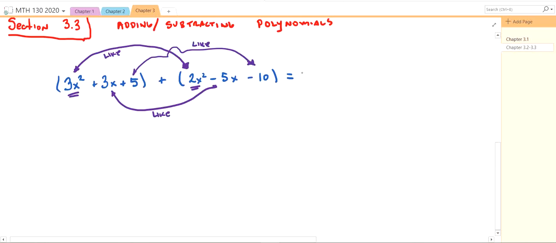So this is the same as, I'll use some parentheses here just to make it look nicer, it's not necessary: (3x squared plus 2x squared). And then let's do the second set of like terms, (3x minus 5x). Remember, you got to keep in mind the plus or minus sign here. Plus 5 plus 10, and actually it's minus 10.